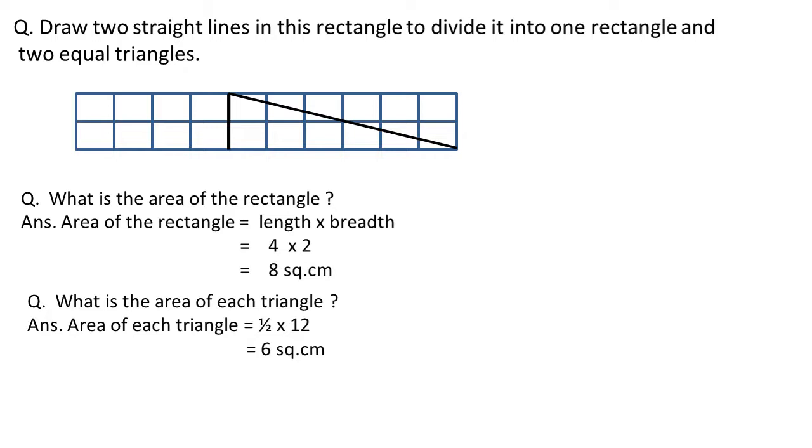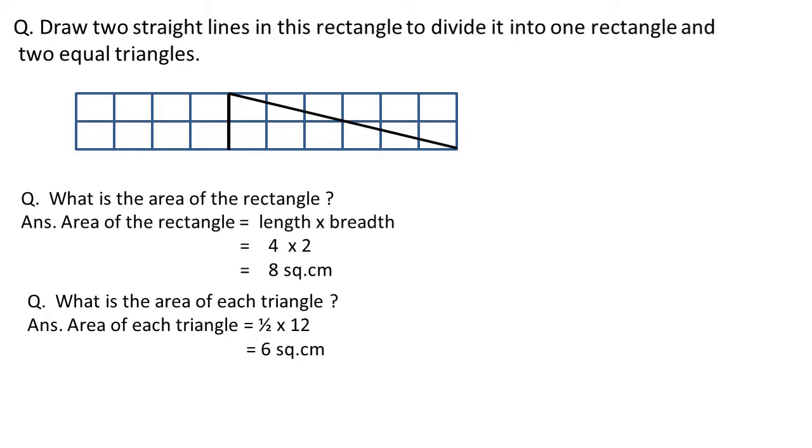Now you may think, how did we get 12 there? Area of each triangle is equal to half into area of rectangle. Okay, the divided part, that is the bigger rectangle, not the smaller rectangle. Bigger rectangle's area is 12 square centimeter. How? You can count the number of squares and you'll find that there are 12 squares in that big rectangle, and area is also 12.